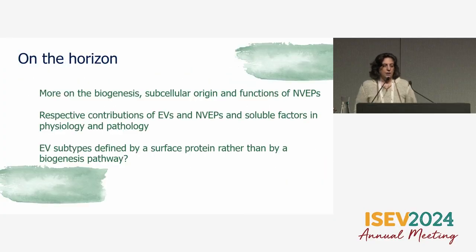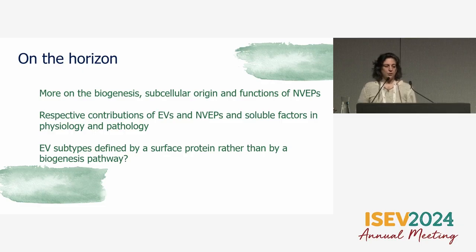And finally, on the horizon, I hope that we are going to reach more knowledge on the biogenesis, the subcellular origin, and the functions of the non-vesicular EPs. Of course, there is a lot on lipoproteins in the literature, which can be considered a type of non-vesicular EPs. But for these other non-vesicular EPs, like the exomeres, where do they come from, where are they formed? This is really unclear to me.